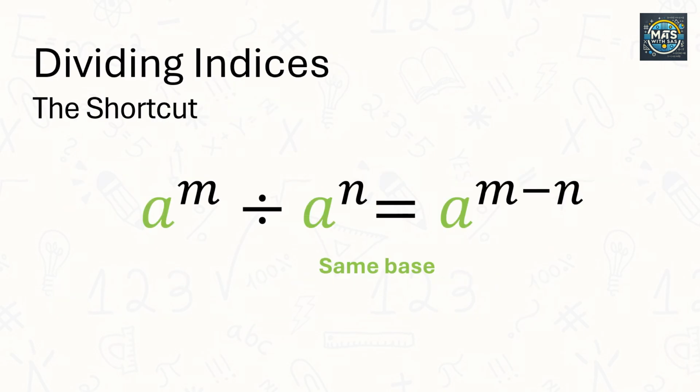When dividing numbers that have the same base, we subtract the exponents instead of adding them. For example, let's take 7 raised to the power of 6 divided by 7 squared. Since the base is the same, we subtract the exponents. 6 minus 2 equals 4. So, the result is 7 to the power of 4.